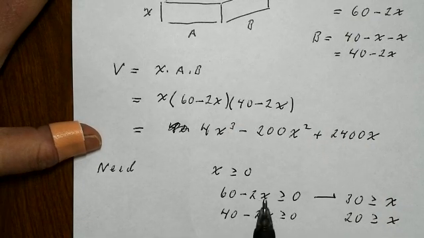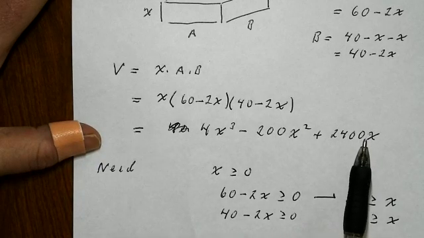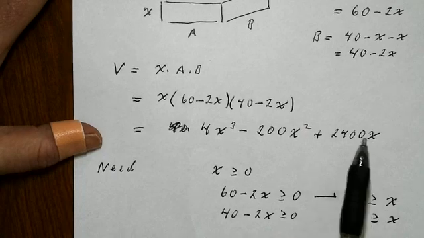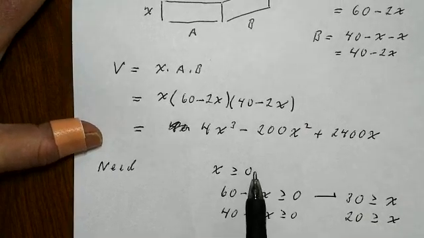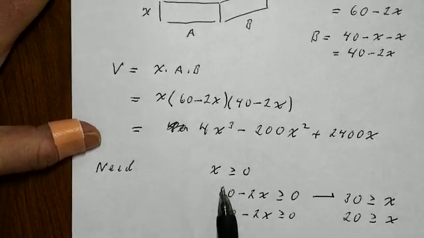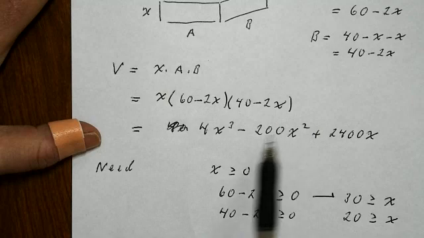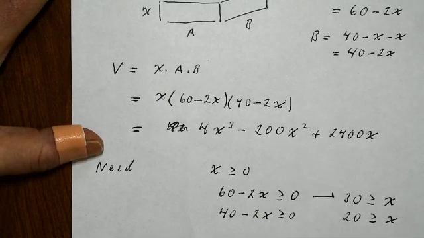Now, we also need to determine the interval of permissible values for the particular problem. X has to be greater than or equal to 0 because it's a dimension. In fact, it has to be greater than 0 because if X were 0, the volume of the box would be 0 to start with.